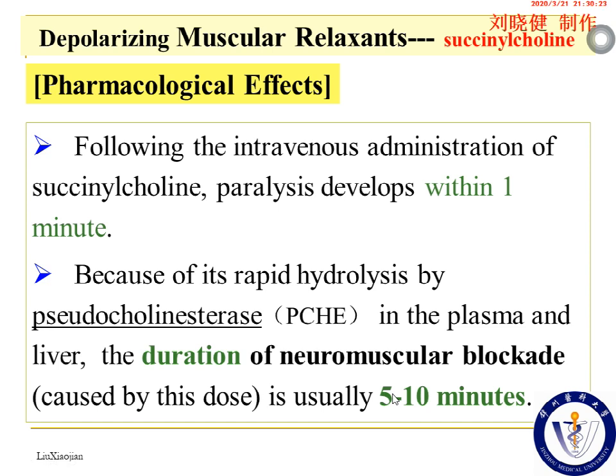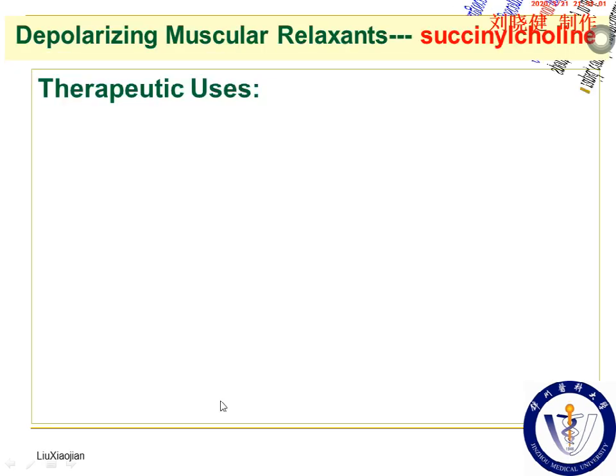But do you still remember idiosyncratic reaction? Because of some genetic difference, a few people lack this enzyme. So the metabolism of succinylcholine in their body is very, very slow. So this effect will last for a long time, different from the majority of the population. Understand? Remember that?